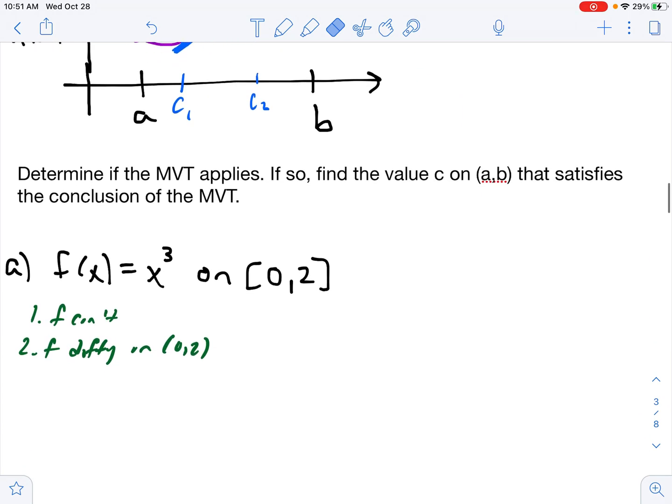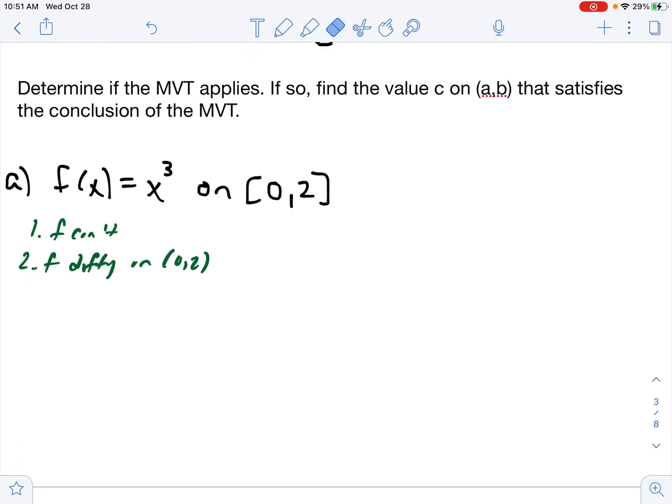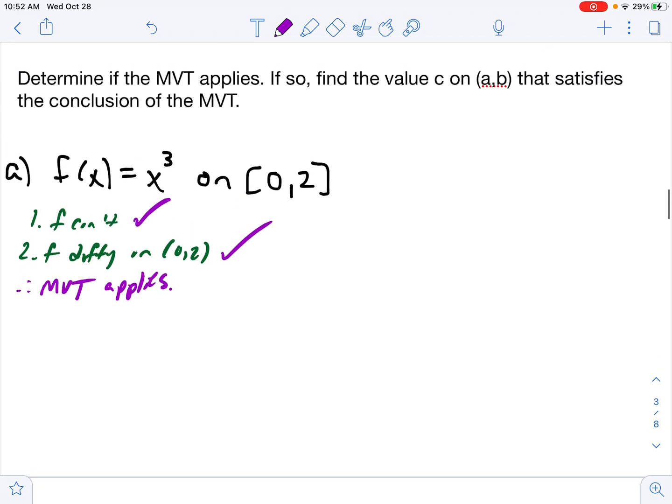Determine if the mean value theorem applies. If so, find the value c on the open interval a b that satisfies the conclusion of the mean value theorem. So once again, we'll start with a polynomial, x to a whole number power, on the interval 0, 2. So is f continuous? Yes, it's a polynomial. Is it going to be differentiable? Absolutely. So the mean value theorem applies. What does it mean if it applies? It means there's some number c between 0 and 2 such that f prime of c equals f of b minus f of a over b minus a.